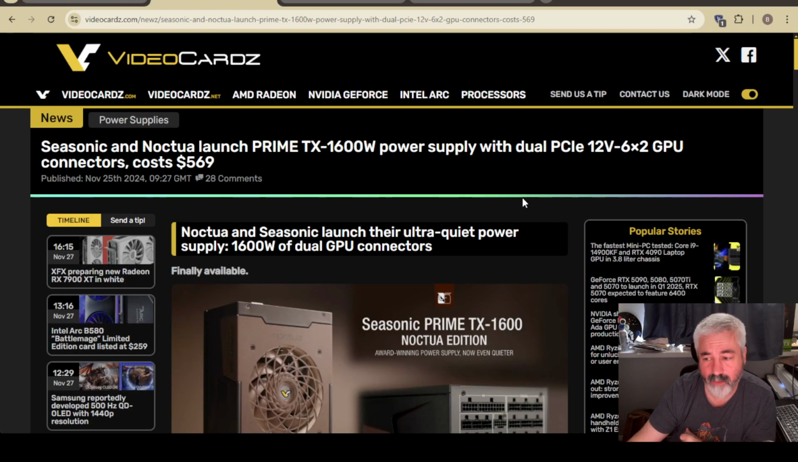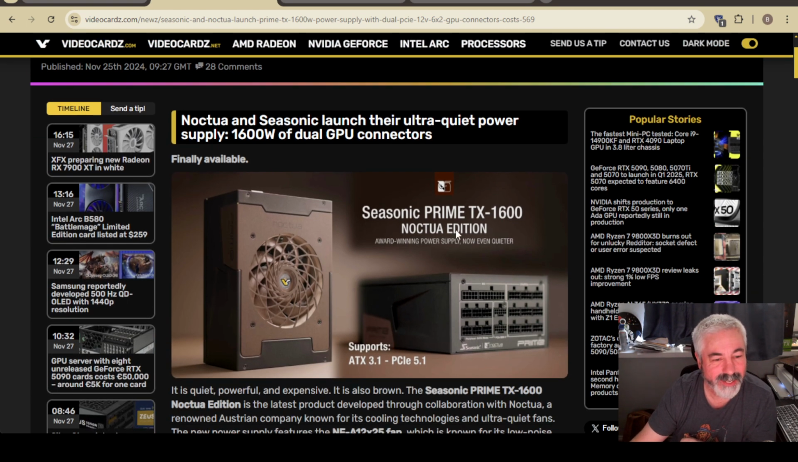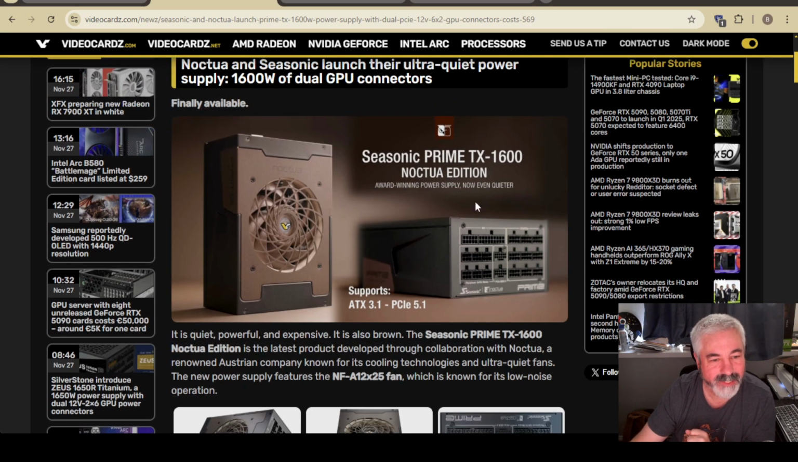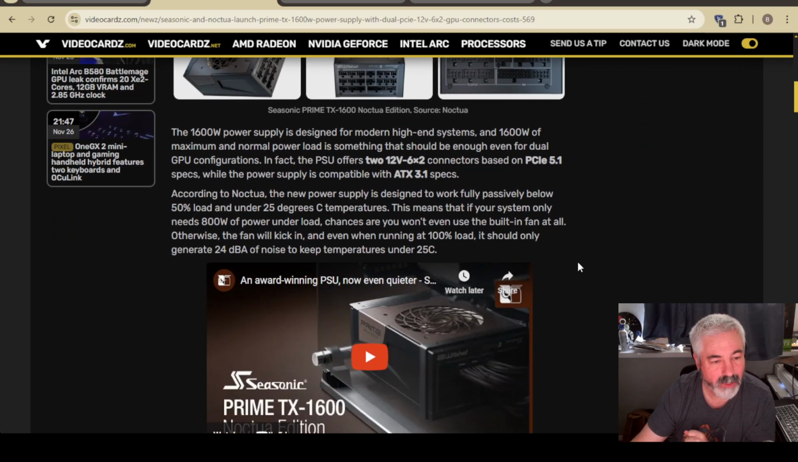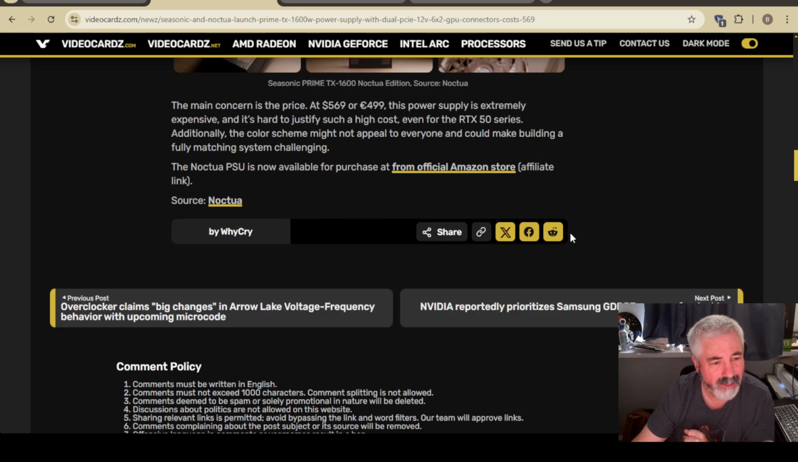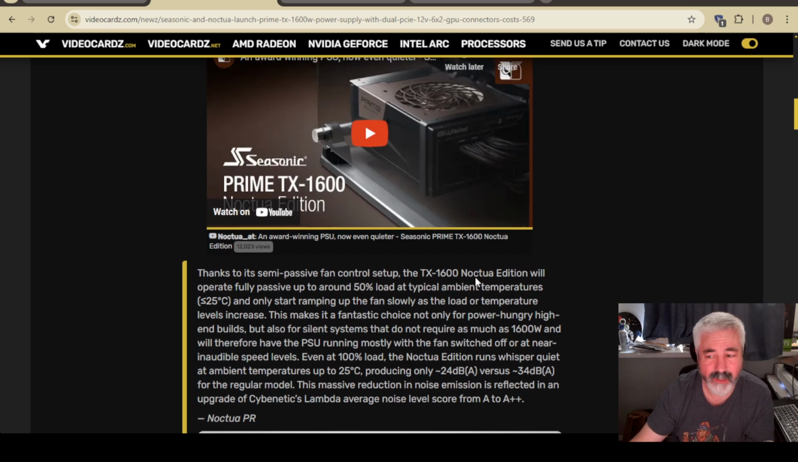And if you are looking for a power supply, if you want to spend all the money, Noctua and Seasonic have teamed up. Really interesting team up here. They've got a 1600 watt Noctua edition Seasonic power supply. It's a big power supply. Make sure your case can handle it if you're going to buy this. It's $569, I think. Yeah, so $569, $570, get your 1600 watt power supply. You wouldn't have to worry about anything, that's for sure.